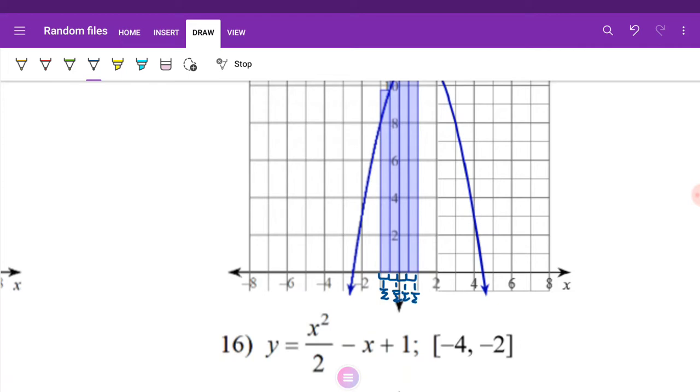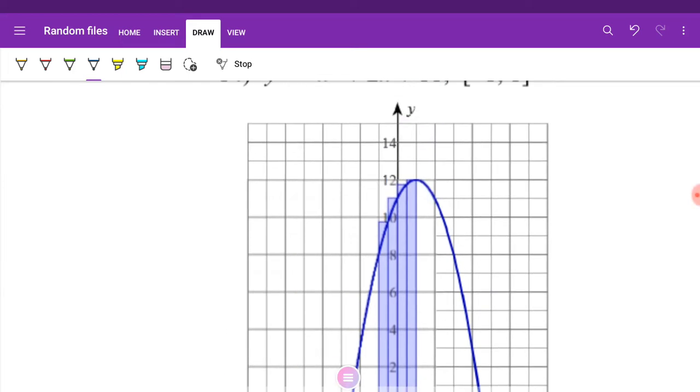Okay, we have to figure out how tall they are. Well, I did skip the directions that changed. So on the first set of directions, it said that they were left endpoint rectangles. These are right endpoint rectangles. If you can see, the top of this rectangle is connected to the parabola on the right.